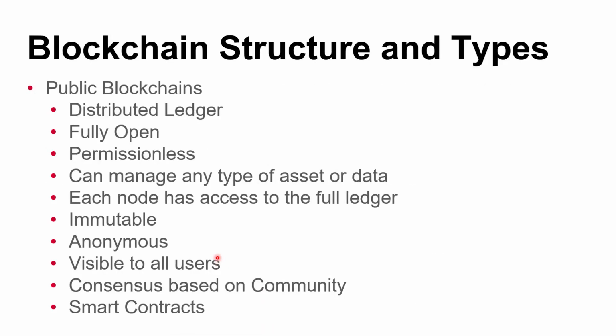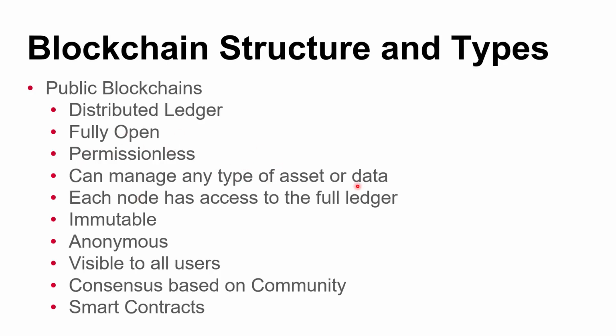And like we introduced in our first lesson, blockchains have different types. So there are public blockchains, and some of the attributes and properties of a public blockchain are here. They have that distributed ledger. They're fully open. They are permissionless, so everybody has the same permissions on the blockchain.